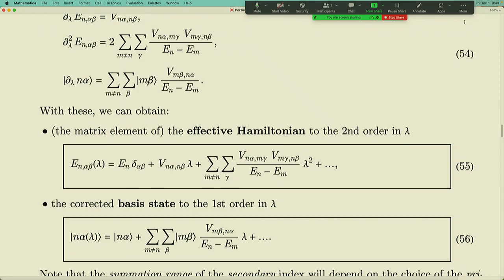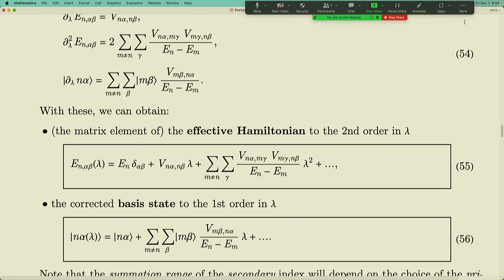And because this third state, this intermediate state, is doomed to be some state that is outside this degenerate block, we never have the concern that this energy denominator will diverge. This energy denominator will never vanish. So the denominator will always be a finite number because the principal quantum number labels different energies already. Okay, so that's the idea.